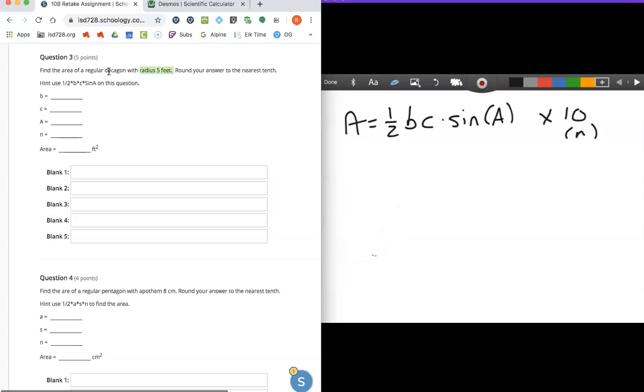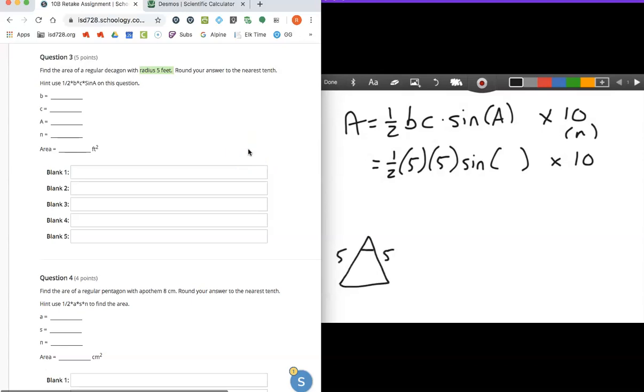So really all that we need to do, if they give you a radius, is say, well, whatever that radius is, that's what B and C is. Okay, the sine of A, that's probably the tricky part here. And then we're going to multiply by 10 in just a second. So to figure out what this angle is, think about the triangle that we're looking at. We have 5, we have 5. We got to get this angle. The way we do that is we take 360 divided by how many sides we have. So that would be 10, and we have 36 degrees for what A would be.